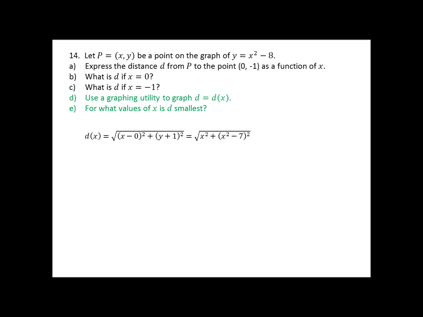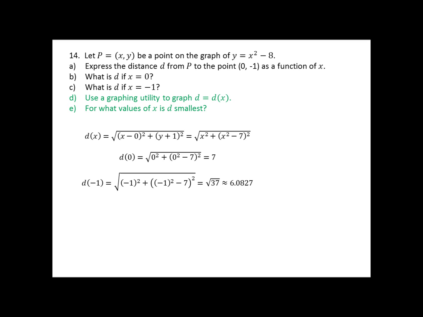So let's go ahead and do B and C. What if x equals 0? What if x equals -1? So we're finding d of 0 and d of -1. Now when d of 0, I get a nice number. I get 7. With d of -1, it's not so nice. It's the square root of 37, which is a little bit bigger than 6. I'd actually just leave it as the square root of 37. A lot of people like to plug it in. Go ahead, plug it in, whatever.